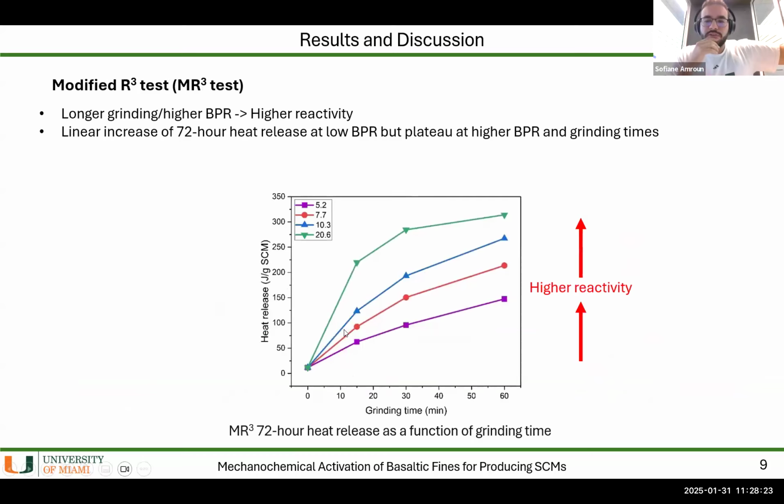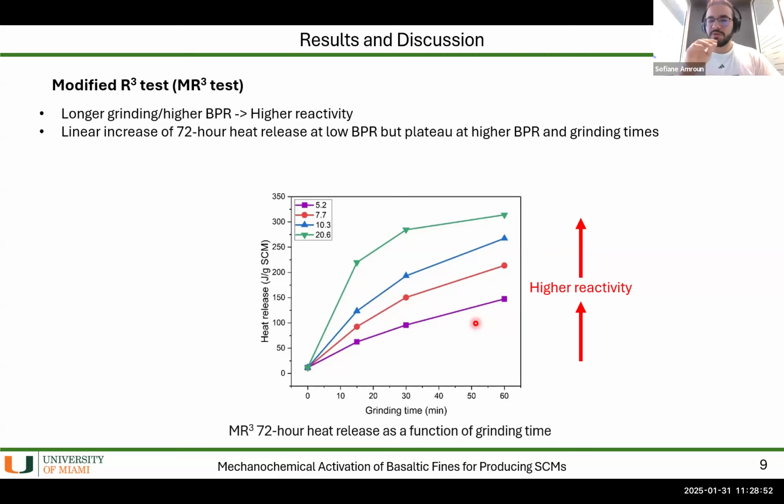For the modified R3 results, I'm showing here the 72-hour heat release. After 72 hours, we measure the heat release, and I plotted it here for the different combinations of the parameters. This is the grinding time, and for different colors, it's different BPRs. We see that with an increase in grinding time and with an increase in ball to powder ratio, so we would have less powder inside the jars, there is an increase in heat release.